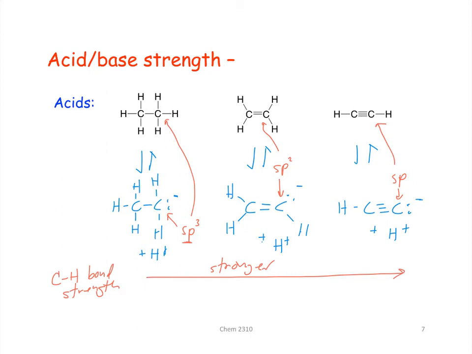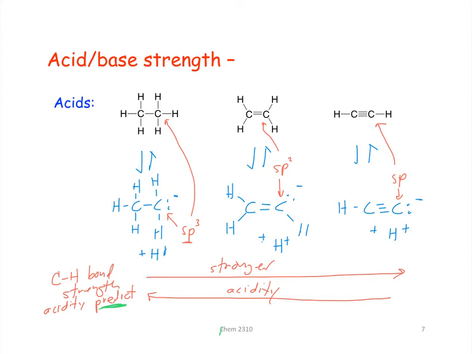So if this is getting stronger going to the right, that seems like it would make acetylene a weaker acid because that carbon-hydrogen bond would be harder to break. So let's make a prediction then. You all agree with this? That means that acidity should increase going this way. So this is our prediction. What do you think? Let's see if this really is true.